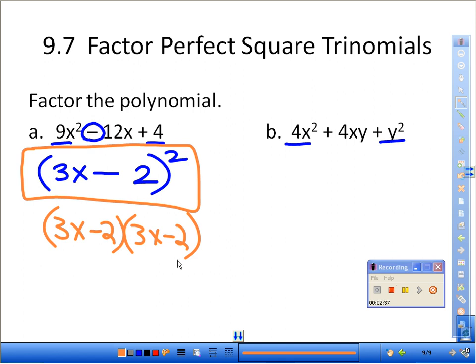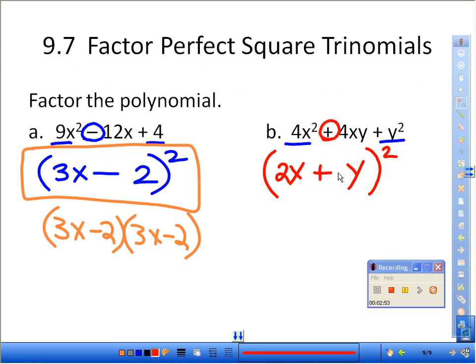So let's try it again over here with the second example. The square root of 4x squared is 2x. The square root of y squared is y. Put it in parentheses and square it. We look at that first sign. It's a plus. So our plus goes into our factor. And our answer is the quantity 2x plus y squared.